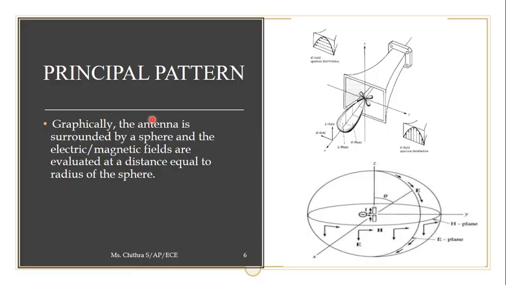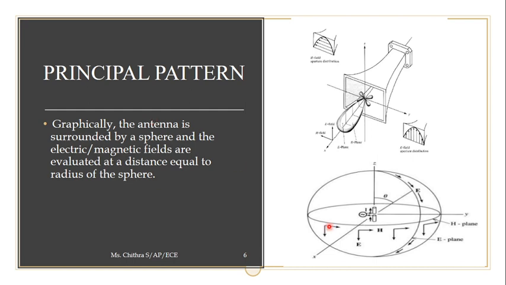The next one is the principal pattern. So principal pattern is not a totally different term. We said already that we always imagine the antenna to be surrounded by a sphere. We concentrate on the spherical coordinate system because the earth itself is a sphere. And this antenna is again placed at one point on the earth, which means the region around has to be imagined to be a sphere. It follows a spherical coordinate system.